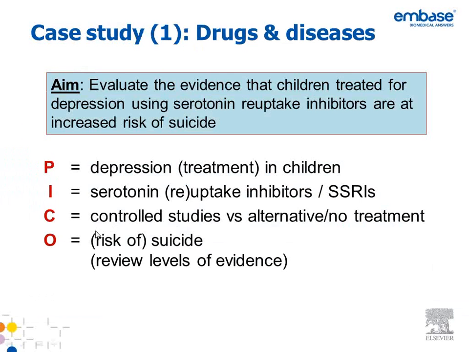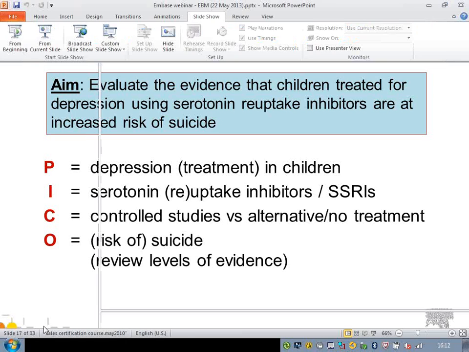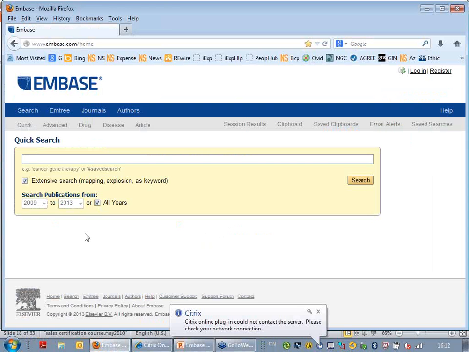to drugs and diseases. I've just illustrated here the PICO approach to this particular search question. So we're looking at depression in children and how that would be treated with selective serotonin reuptake inhibitors, and looking at control studies and alternatives, and in particular outcomes we were interested in risk of suicide. And as I mentioned, we'll be looking at levels of evidence. I'll just jump into Embase. Hopefully you can see the Embase screen now.